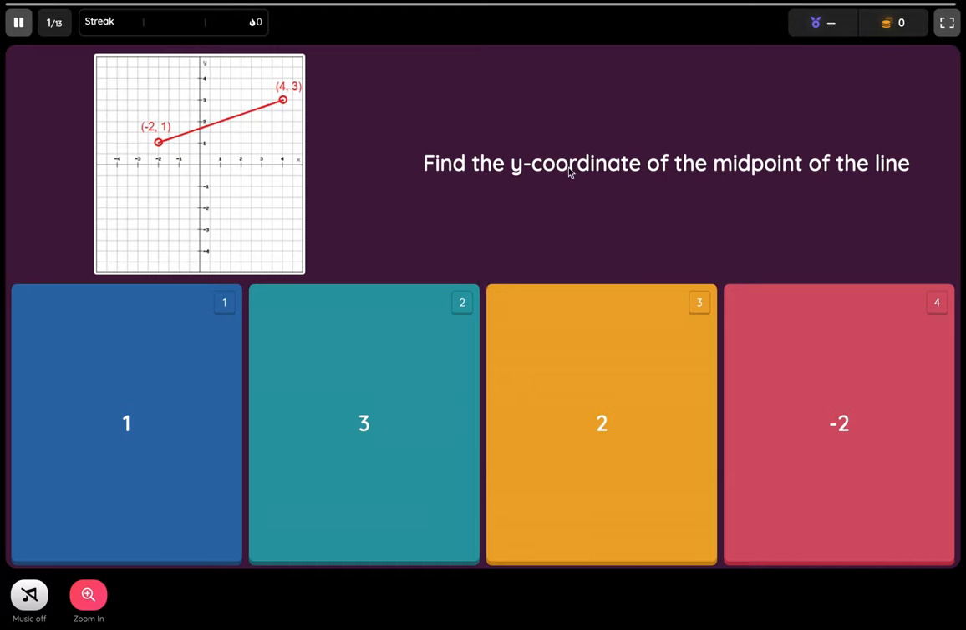Question 1. Find the y coordinate of the midpoint of the line. So to find the y coordinate, what we do is we add up 3 and 1, and that's 4. 4 divided by 2 is 2.